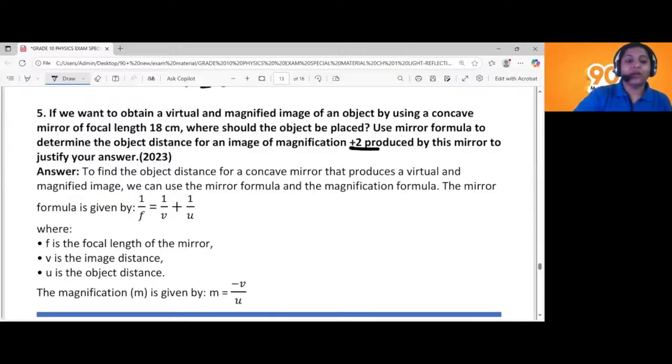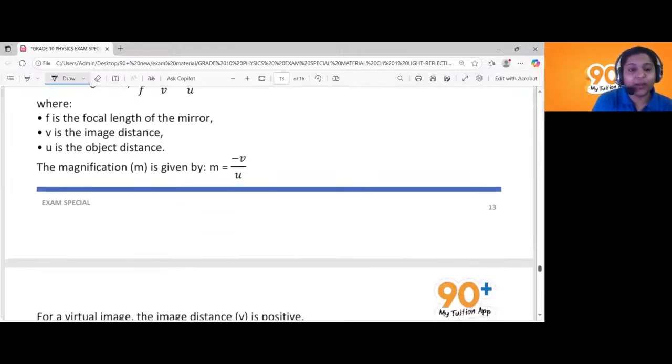So we want to get a virtual image. What is the condition? It should be placed between P and F. And mirror formula 1 by f equal to 1 by v plus 1 by u, and magnification equation is negative v by u. And here the magnification is given as +2, right? It is given +2.